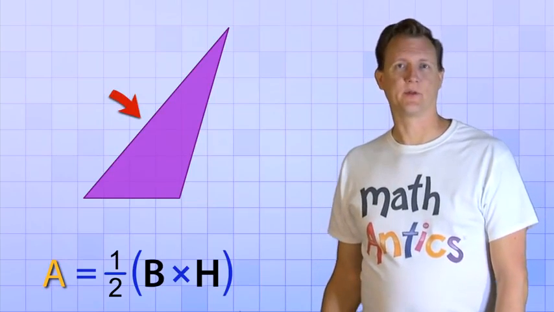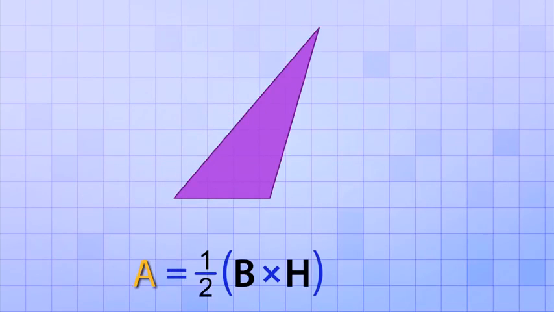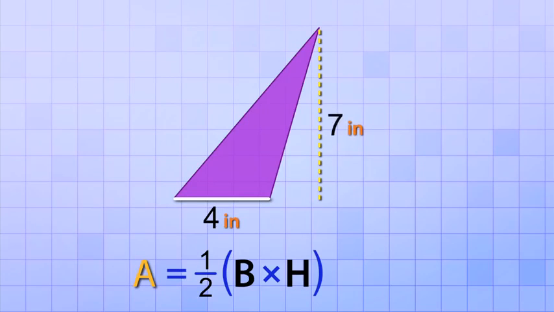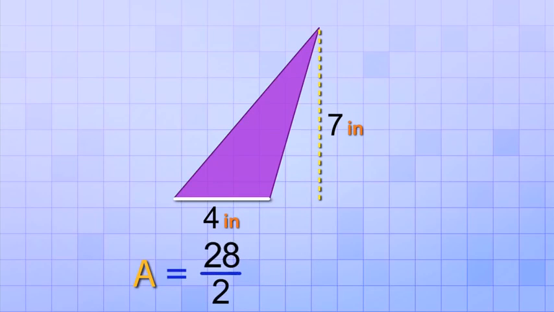Let's try our last example. The diagram of this obtuse triangle tells us that the base is 4 inches and the height is 7 inches. So let's plug those values into our formula. We end up with the equation area equals 1/2 of 4 times 7. 4 times 7 would be 28, and then we can calculate what 1/2 of 28 would be by dividing by 2. 28 divided by 2 is 14. So the area of this obtuse triangle must be 14 square inches.